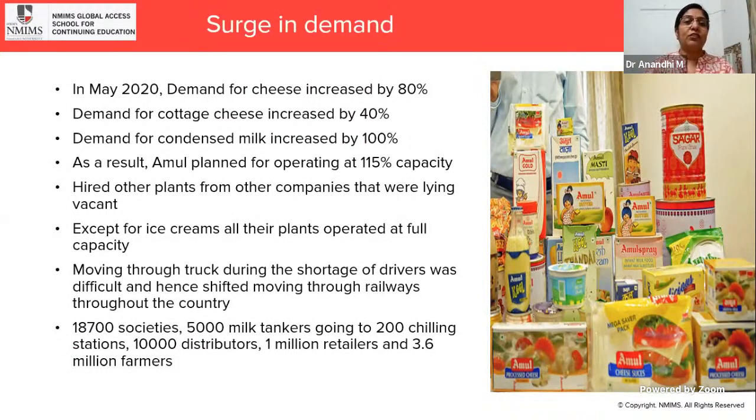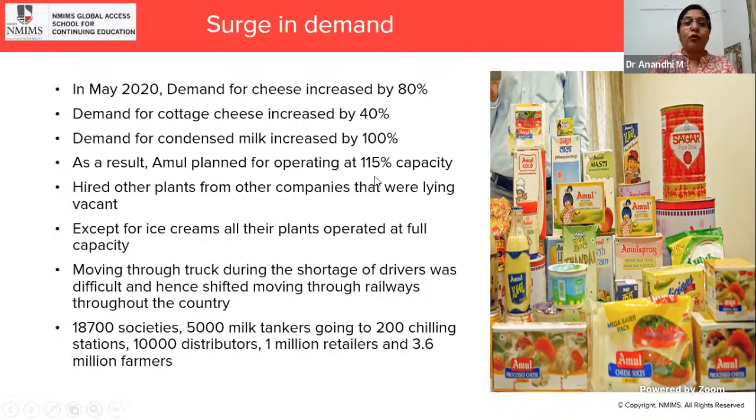So what happened is, the demand for cheese increased by 80%, demand for cottage cheese increased by 40%, demand for condensed milk 100%. All of us wanted to store milk at home, because sometimes you go out and you won't get the milk packet. So a better alternative option, milk powder and condensed milk, was brought and always kept in the fridge for emergency usage.